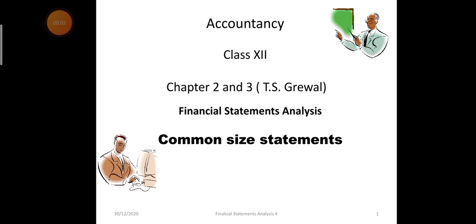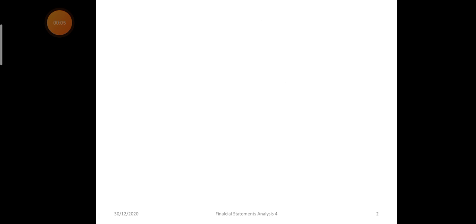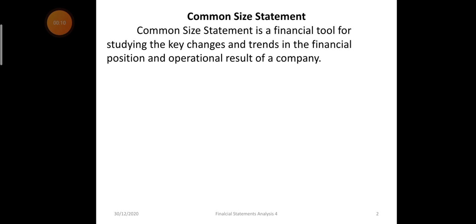We will be discussing common size statements in this video. A common size statement is a financial tool to study the key changes and trends in the financial position, that is balance sheet items, and the operational results of the company, in which we will be studying the different components of the statement of P&L with respect to revenue from operation. In case of the balance sheet, each item will be studied with respect to the aggregate of the total assets or liabilities.